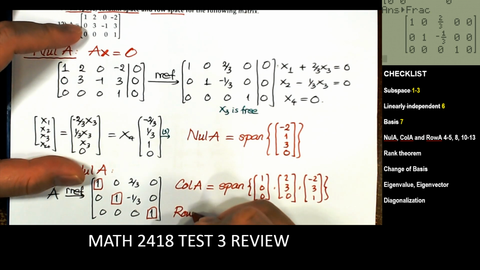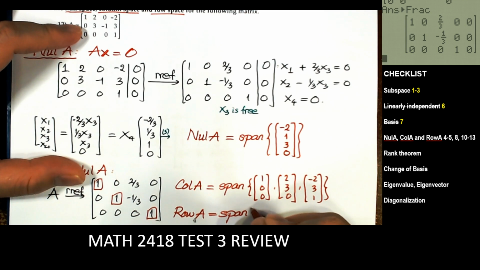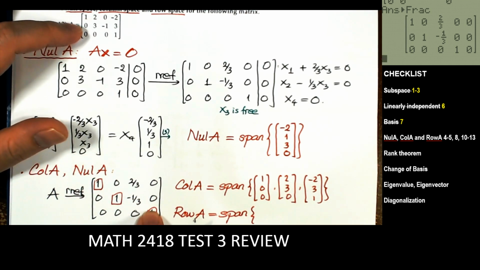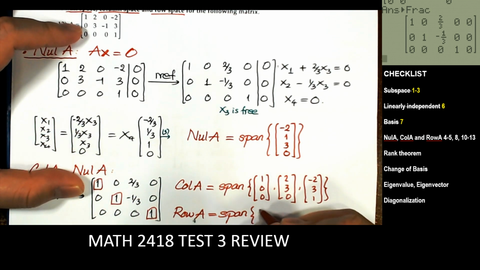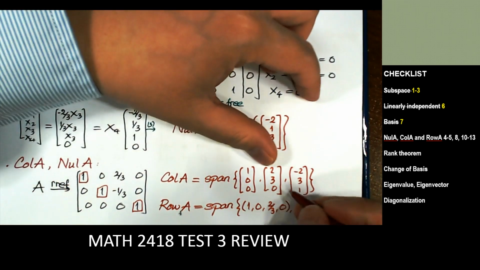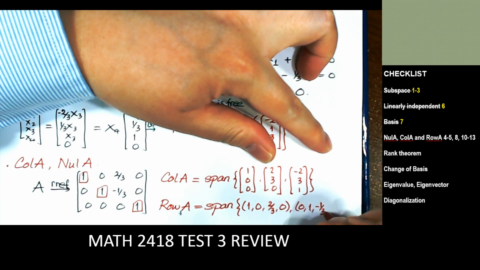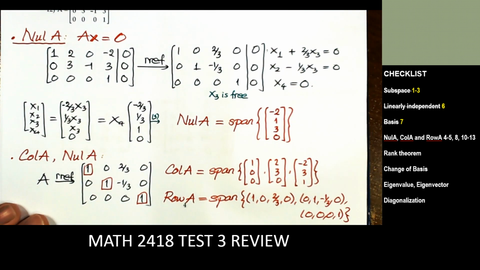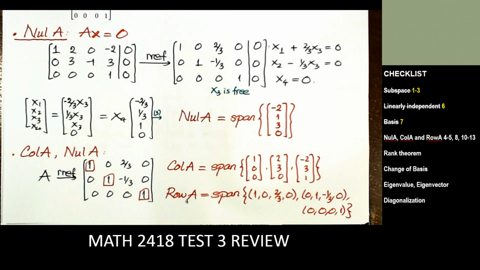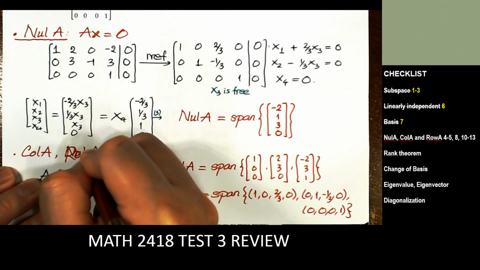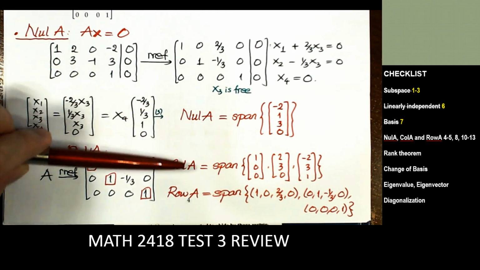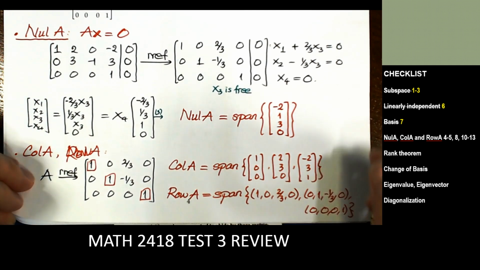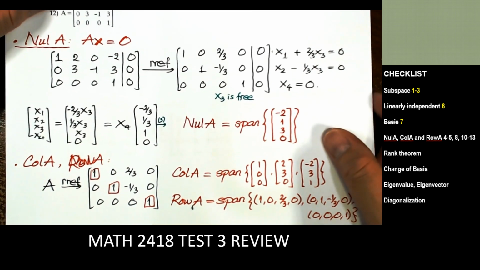The row space will be the spanning of these 3 rows. For the row space, we can actually just use this row. So for the row, we just write like this. And that's what we have. So that's how we find the null space, the column space, I should say the row space of A. You should be able to find those 3 spaces for a given matrix.